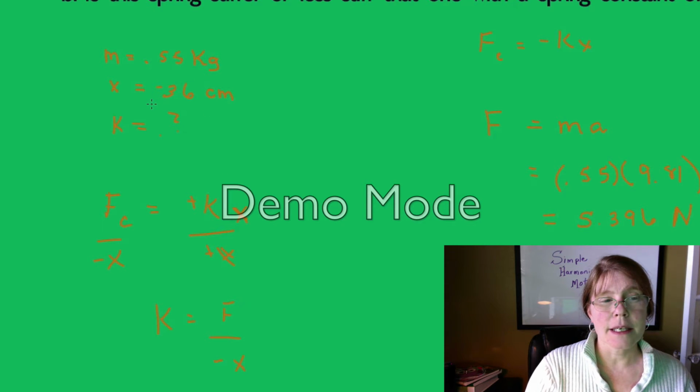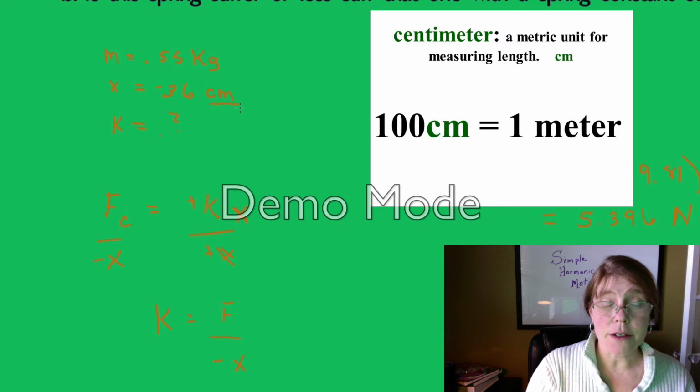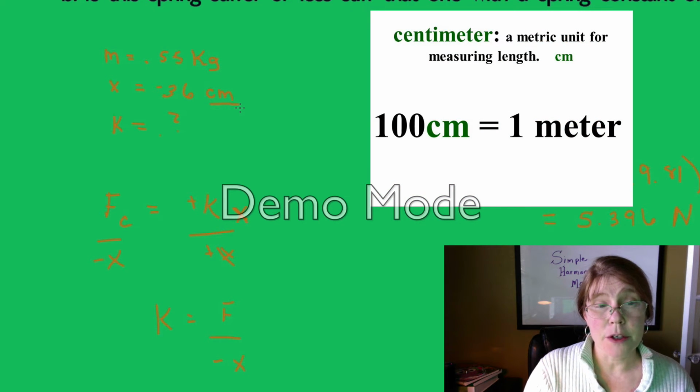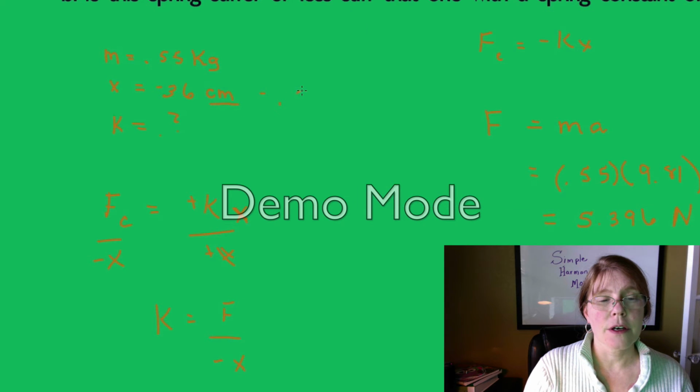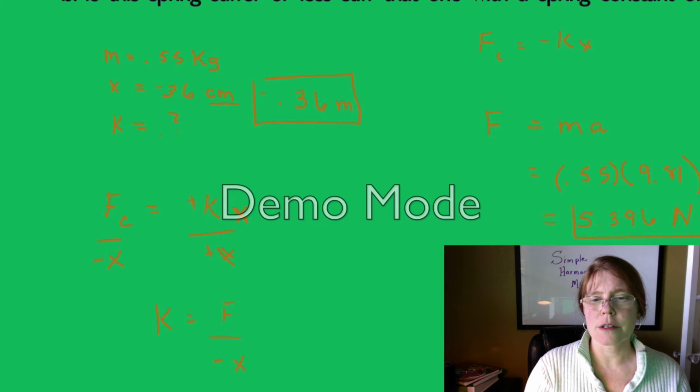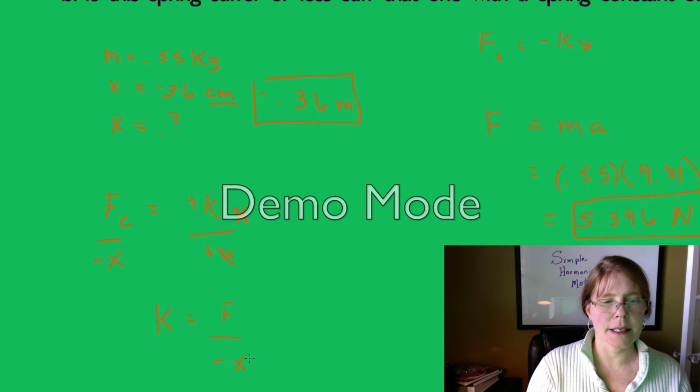We also need to pay attention to something else here with the x. This is in centimeters. We don't want to work in centimeters. We need to convert this to meters. And in order to convert centimeters to meters, we're going to divide by 100. And then we're going to get negative 0.36 meters. So now we can put in our numbers. We've calculated this as our x value. We've calculated our force as 5.396, and now we can substitute and solve.